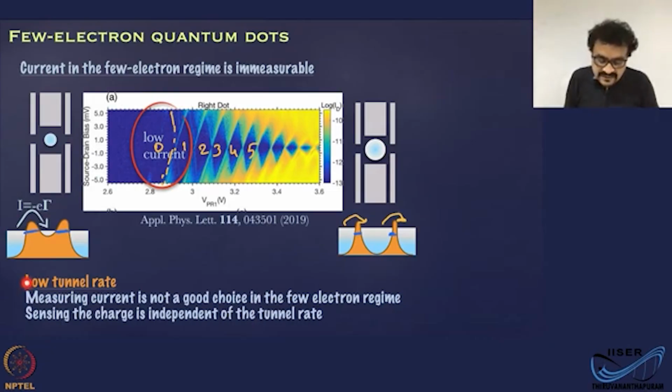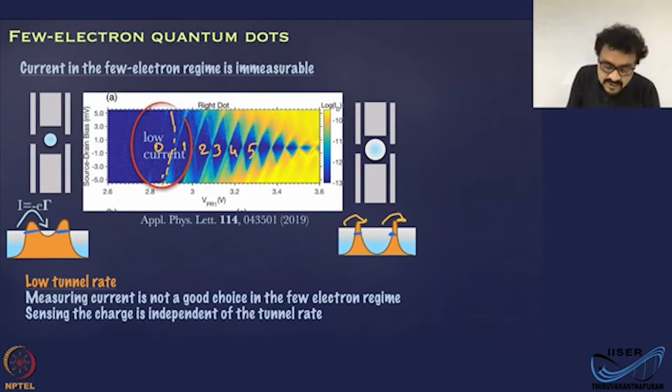So what we have is a very low tunnel rate. Measuring the current is not a good choice in the few electron regime, and that you will see very soon. But what you can do is sense the charge. You can see whether there is an extra electron there or not.